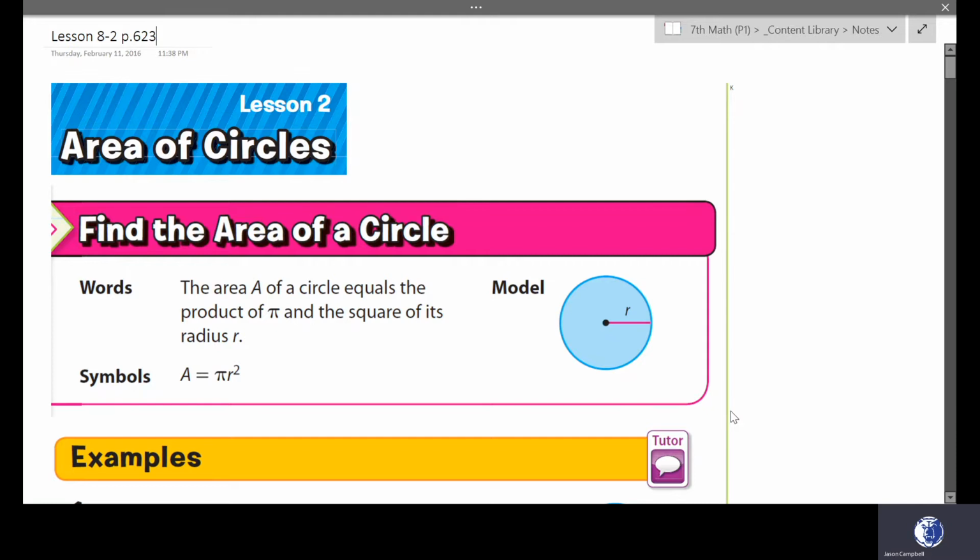Chapter 8, Section 2, Area of Circles. The area A of a circle equals the product of pi and the square of its radius r. So the area is equal to pi times radius squared.